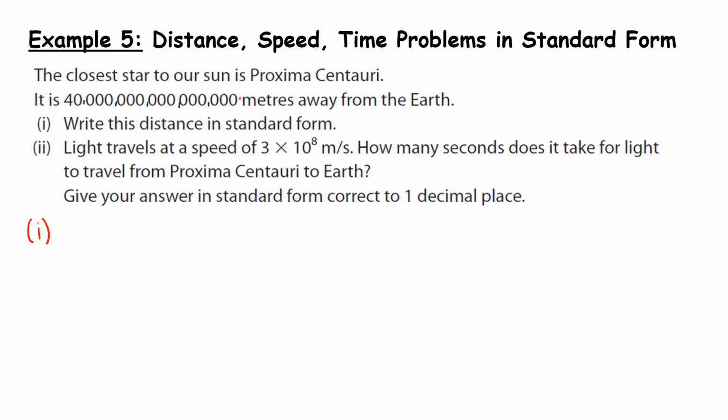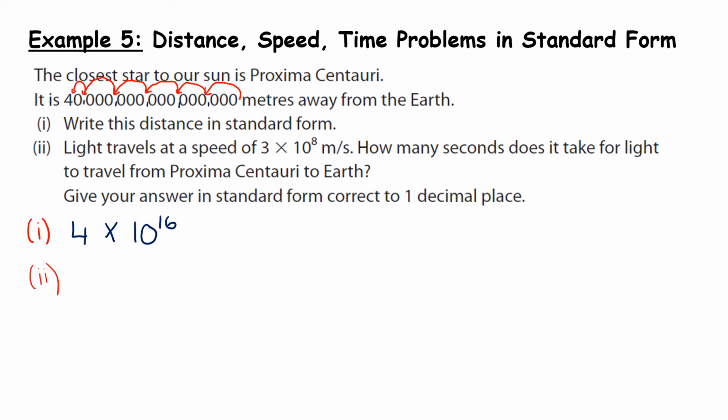Now, to make this easier, I'm going to do jumps of 3 at a time. 3, 6, 9, 12, 15, and then one more, 16. So this ends up as 4 by 10 to the power of 16. There were 16 jumps. The number was very big to begin with, so my power would be positive. The second part of this question gives us the speed of light.